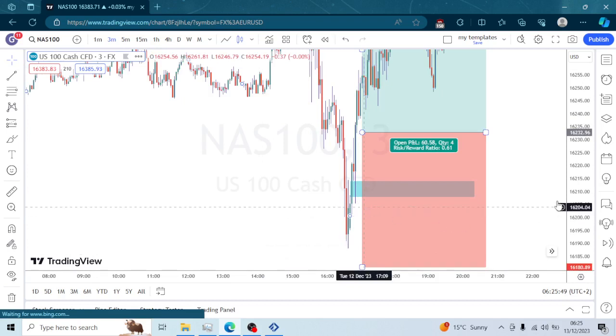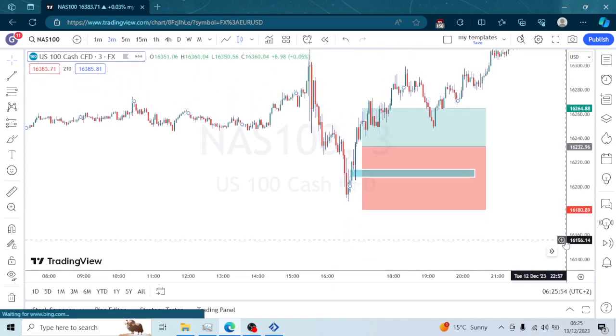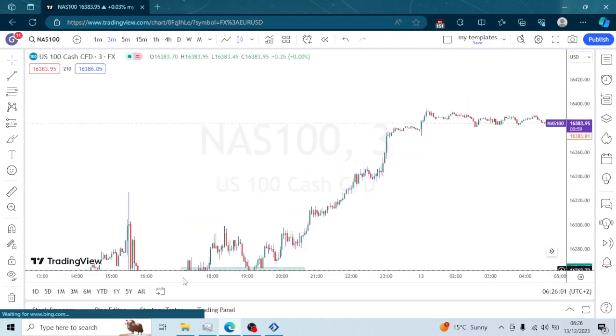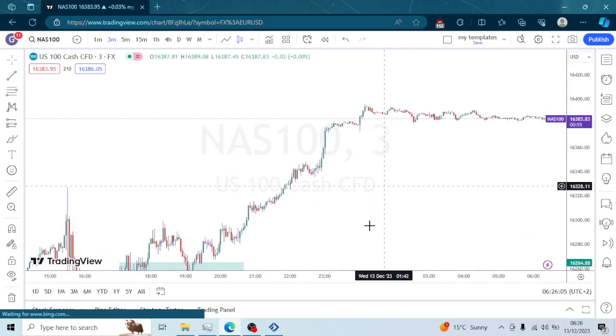I should have placed it right there, just below the fair value gap. That's how ICT would have done it, but I prefer using a wide stop loss. I don't like using tight stop losses, right? And then I exit. As you can see, the trade was exited up where it is right now. I exited price where it is right now during the Asian session.